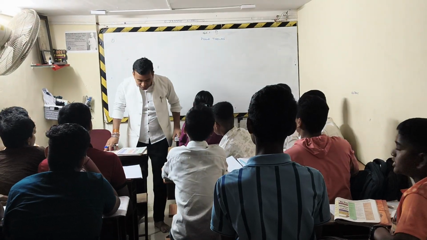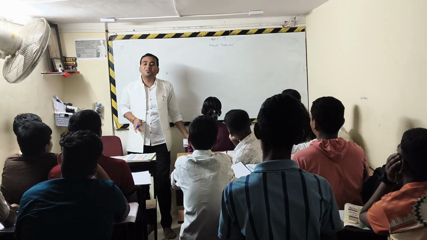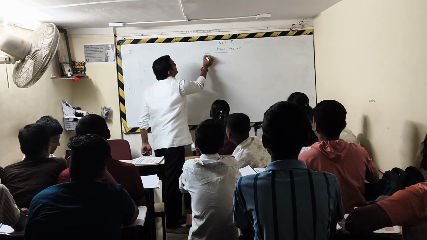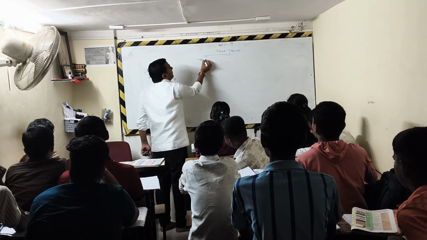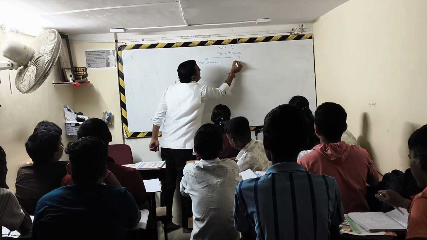Today we are going to study about plant tissues. Plant tissues and their types. Plant tissues are basically of two types. Number one is meristematic tissue, and number two is permanent tissue.